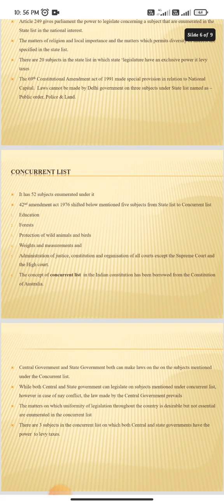The central government and state government both can make laws on the subjects mentioned under the Concurrent list. However, in case of any conflict, the law made by the central government prevails. The matters on which uniformity of legislation throughout the country is desirable but not essential are enumerated in the Concurrent list. There are three subjects in the Concurrent list on which both central and state governments have the power to levy taxes. Okay, thank you.